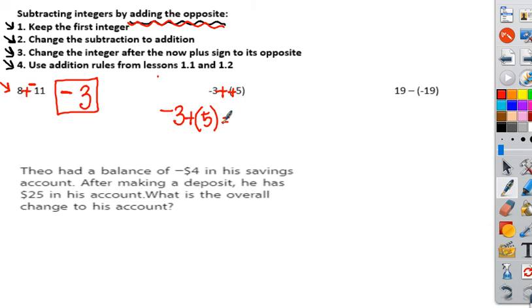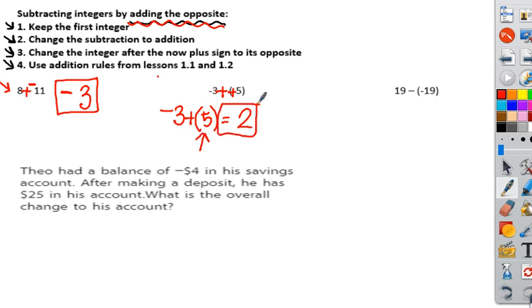And revert back to your addition rules. So same sign or different sign? They're different signs. So you actually subtract. 5 minus 3 is 2. And the sign on the bigger group is positive because 5 is your bigger group, so your answer is 2.